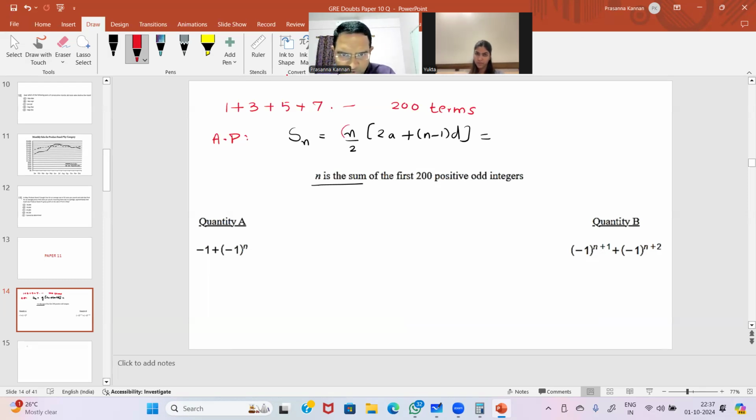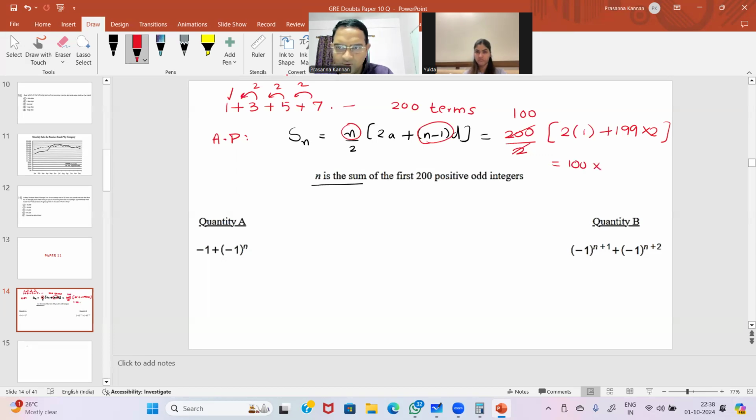So here n is the number of terms. So what is the number of terms here? 200. Divided by 2. 2 into a, where a is the first term. So what is the first term here? 1. Plus the total number of terms minus 1. What is that? 199. Into common difference. What is the difference between subsequent terms? 2. That's all. So if you see, 200 by 2 is 100. What is this? This is 398. 398 plus 2 is 400. So what is this number?